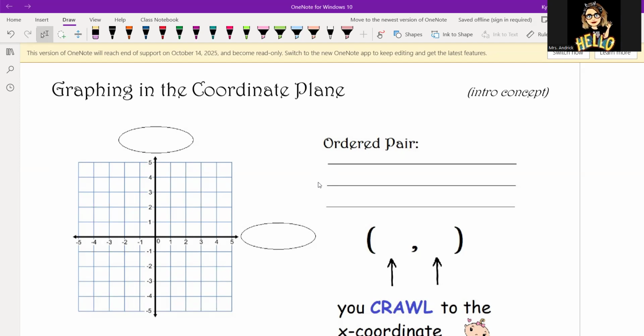and what they do. So remember, the x-axis goes across the horizon. So the x-axis goes left and right. So this is the x-axis. The y-axis goes up and down.